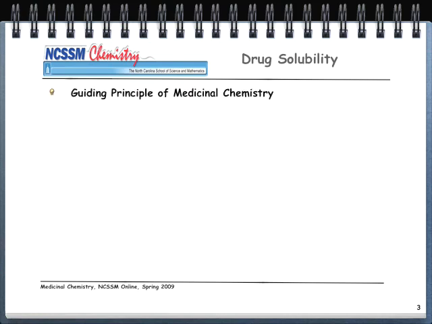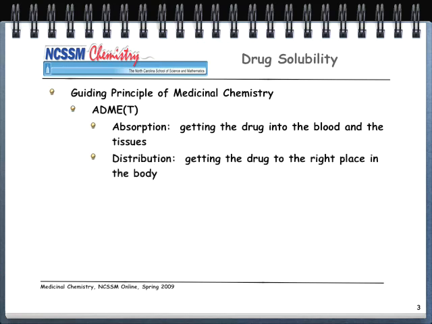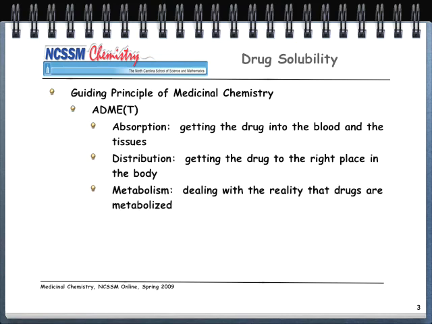Drug solubility. As you are beginning to see, and we'll certainly see a great deal more of, the guiding principle of chemistry is what's known as ADMET. A stands for absorption, which means getting the drug into the blood and into the tissues. D is distribution, getting the drug to the right place in the body so it can do what it's meant to do. M is metabolism, which deals with the reality that drugs are changed once they're put in the body. They are metabolized, and we have to be aware of how that metabolism happens and how it affects the active form of the drug.